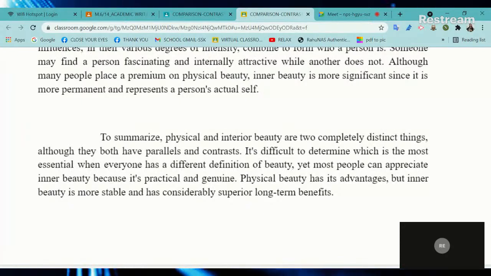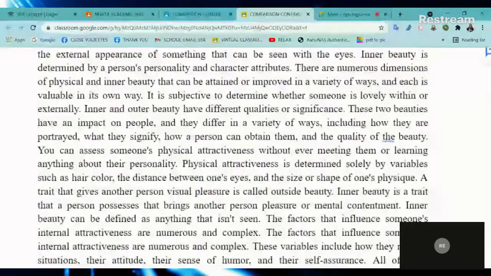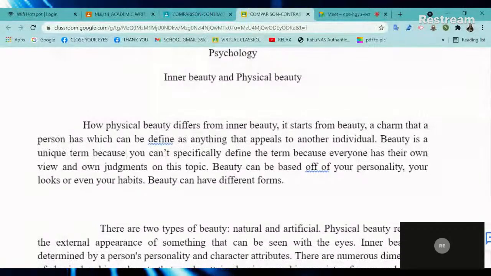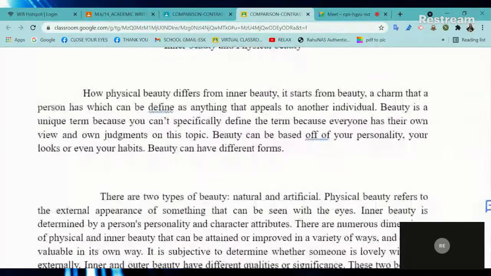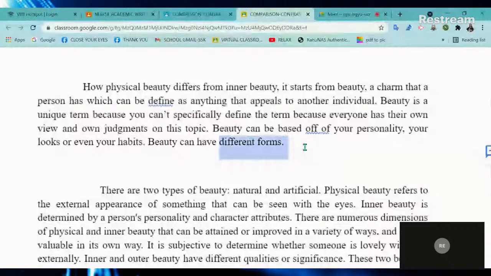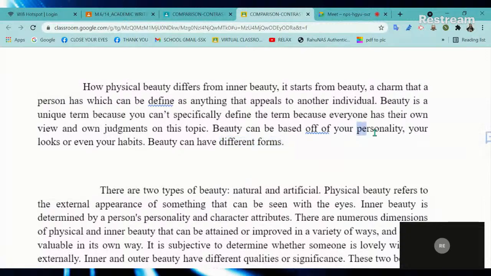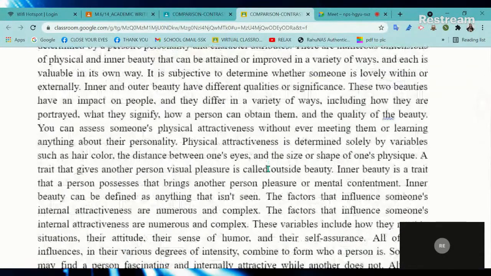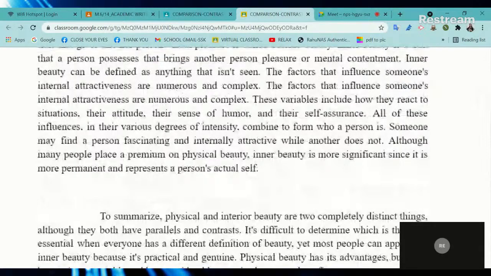All right, what's the main idea of your article? How inner beauty differs from physical beauty, in terms of different forms, right? Like personality, what else? Our personality and habit. Looks and habits. Okay. What style did you use here? Comparison contrast. What style? Block or point by point?